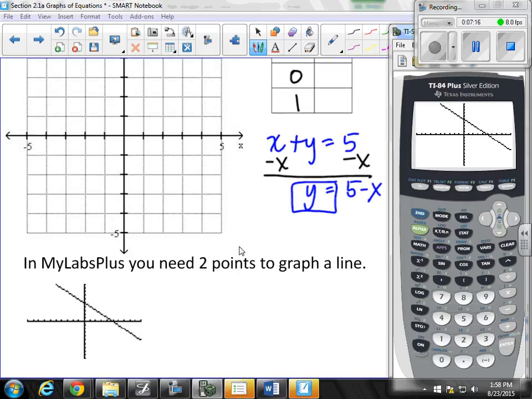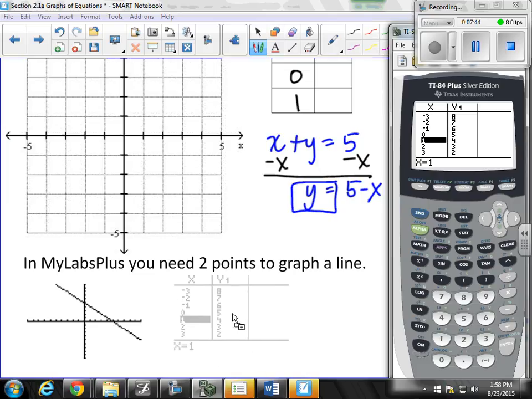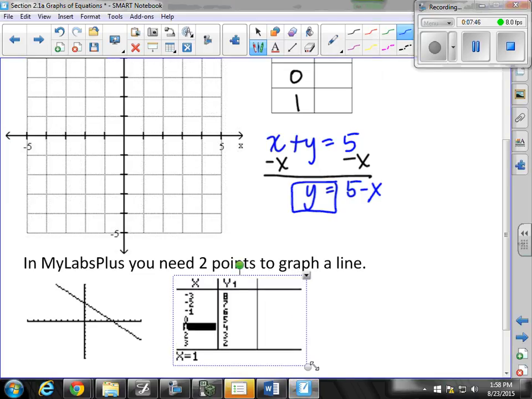Okay, the other thing we're going to do is go get that table. So second and then the graph key will give us a table. We told it to start at 0 and do increments of 1 unit. So I have x is 0, x is 1, x is 2. Now if I needed different values, I can scroll up or down with the arrow keys to get different values to come into play there. Okay, but 0 and 1 will work very nicely for us right now. I'm going to drag that back into my screen so you can see those values.